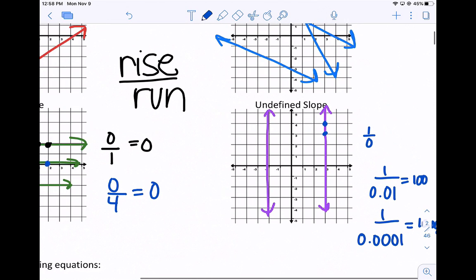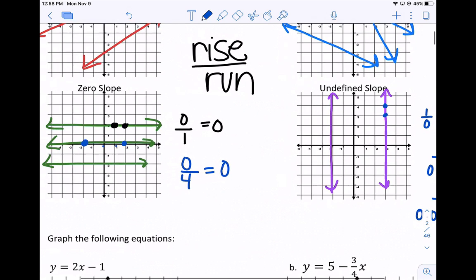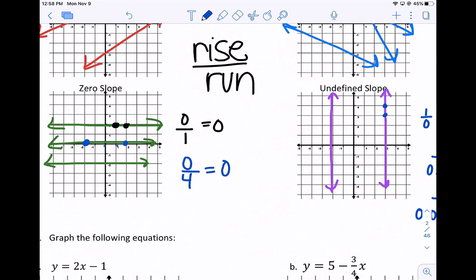So what you need to remember is an undefined slope is straight up and down. A zero slope is flat. They are actually two separate, different things.